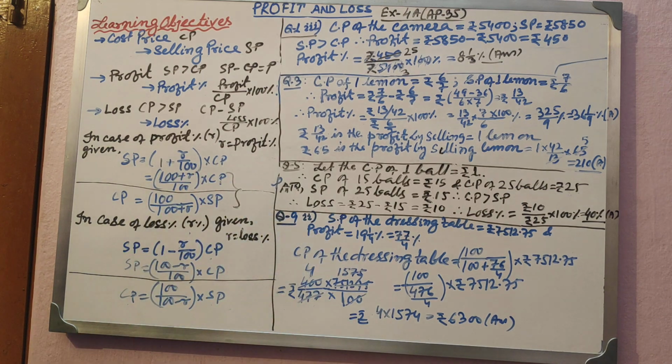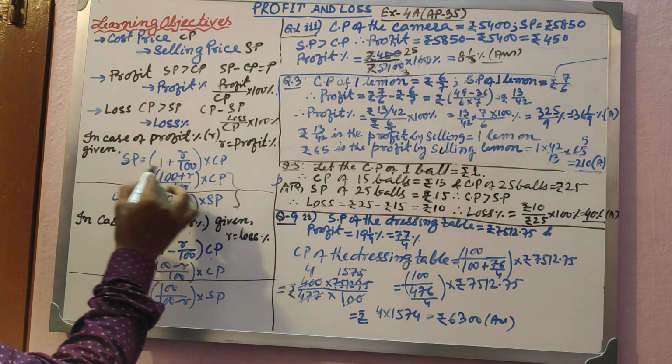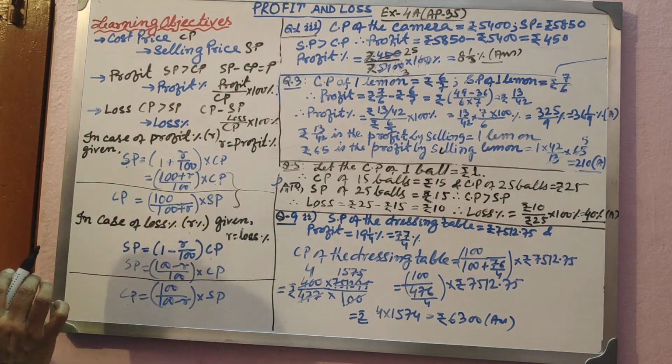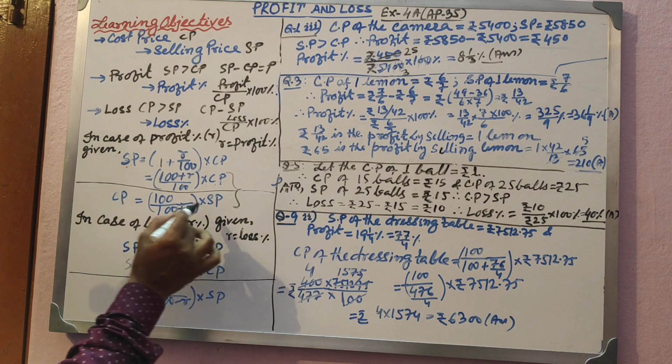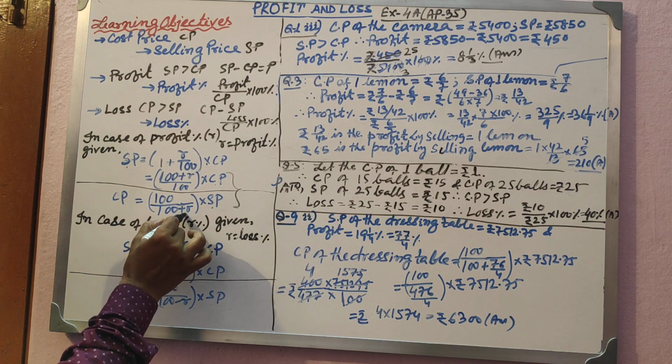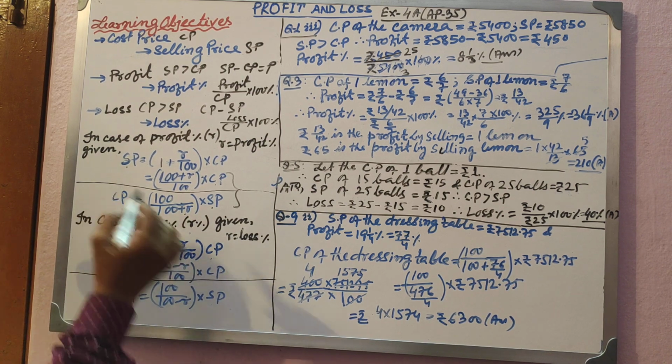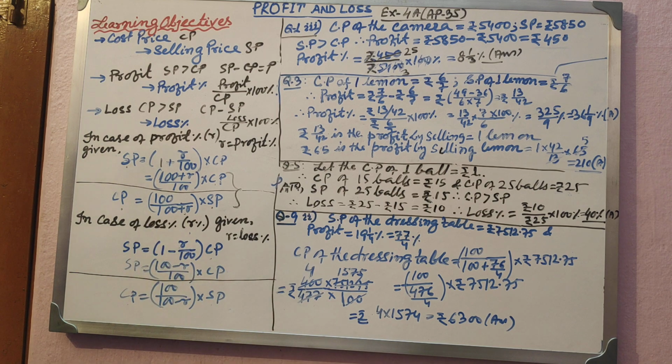Could you understand? Now in case of profit percentage, one of CP or SP is given. Here in this case CP is given, SP you have to find out, and profit percentage is given. Here in this case, SP is given and profit percentage is given, you can find out CP. Now similarly, when the loss percentage is given and CP or SP is given, the other one you have to find out.